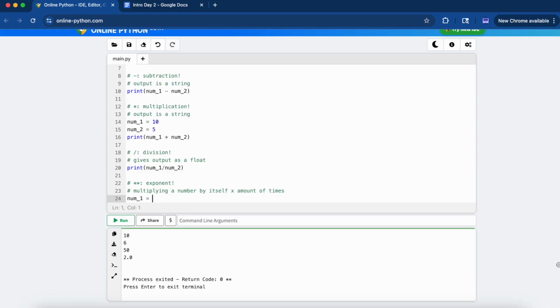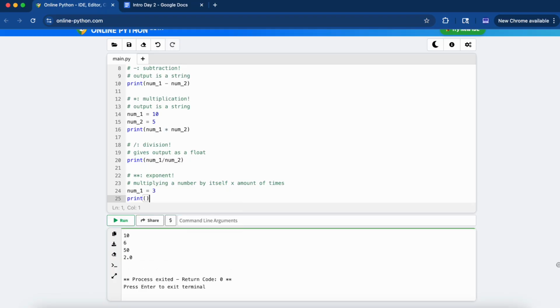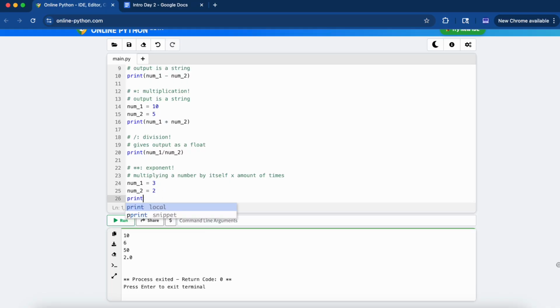So let's set num1 equal to 3, and then let's set num2 equal to 2. So 3 multiplied by itself 2 times, so that would be 3 times 3 would be 9, right? And that's basically what the exponent does. Let's print that out actually. So print num1 double asterisks, so to the power of num2, and that is going to give us a 9.